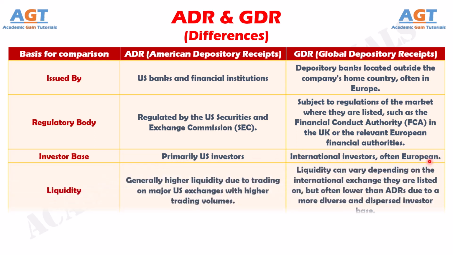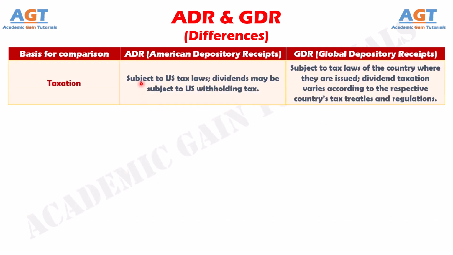Number 10. ADRs generally have higher liquidity due to trading on major U.S. exchanges with higher trading volumes, whereas the liquidity of GDRs can vary depending on the international exchange they are listed on, often being lower due to a more diverse and dispersed investor base. Number 11. ADRs are subject to U.S. tax laws, with dividends potentially subject to U.S. withholding tax, whereas GDRs are subject to the tax laws of the country where they are issued, with dividend taxation varying according to the respective country's tax treaties and regulations.